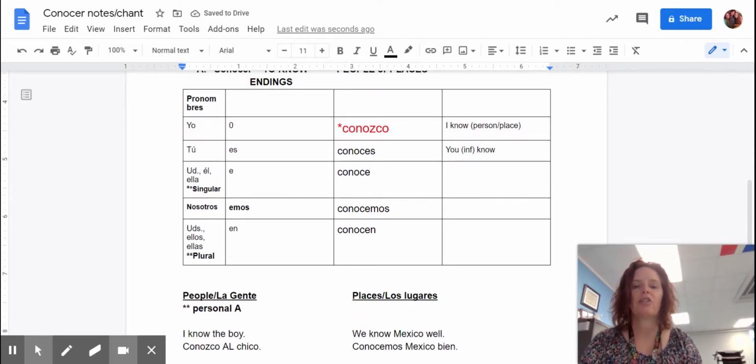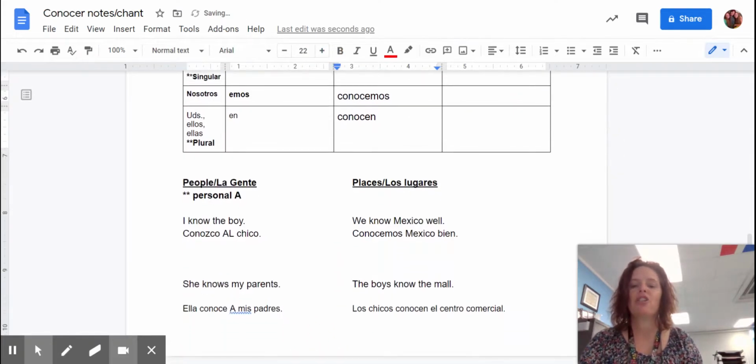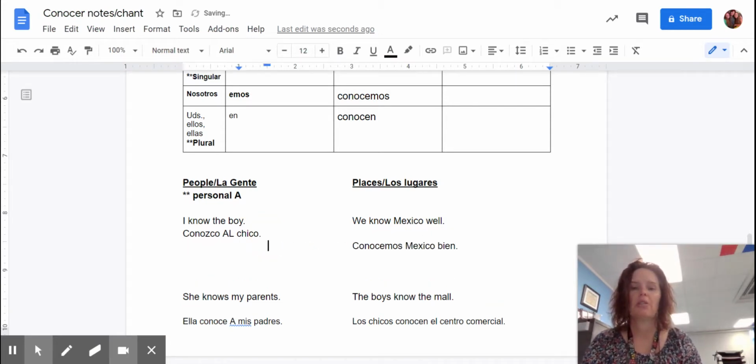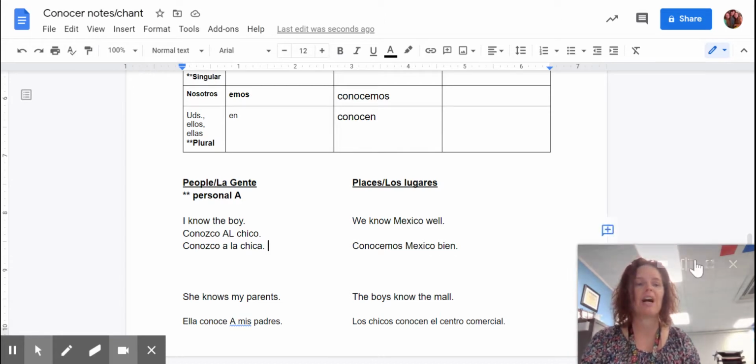So, conocer. Please remember, you've got to add in this crazy Z in the yo form. You've got to remind yourself, if you know a person, you have to add in a personal a. Also remember that a plus el, when they're right next to each other, gives you al. A plus la, for example, if you wanted to say I know the girl, would be conozco a la chica. I would not combine. It only happens when a is right next to el. So a la is fine. You just leave it alone. All right. Adios.